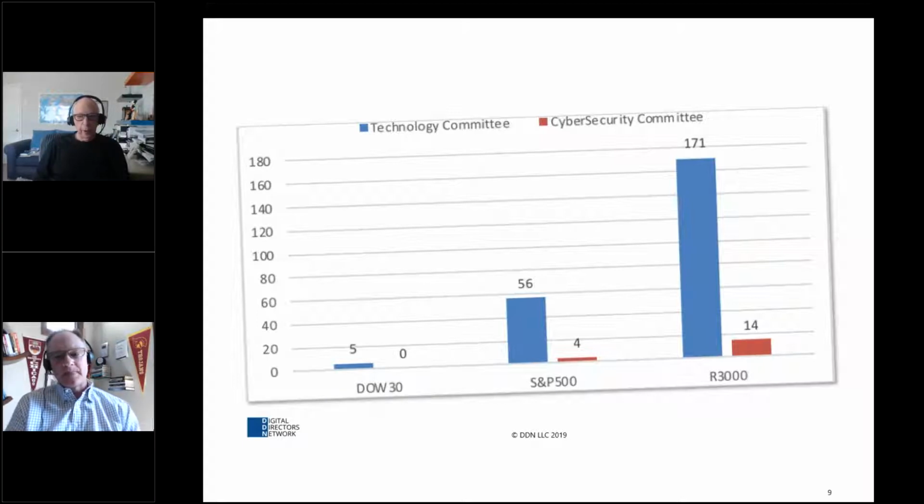You're right. When I look at these numbers on the technology committee, as you go to the right from the Dow 30 to the S&P 500 to the Russell 3000, the percentages get worse. And the cybersecurity committee numbers would also get worse going up that channel, except that none of the Dow companies have a cybersecurity committee.